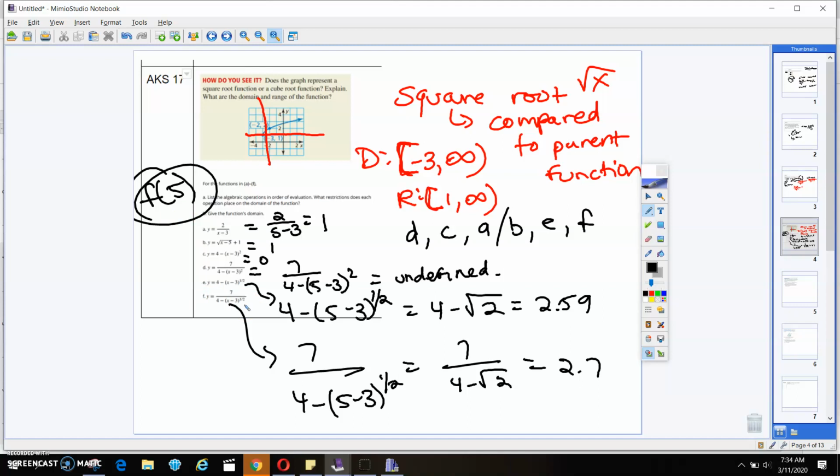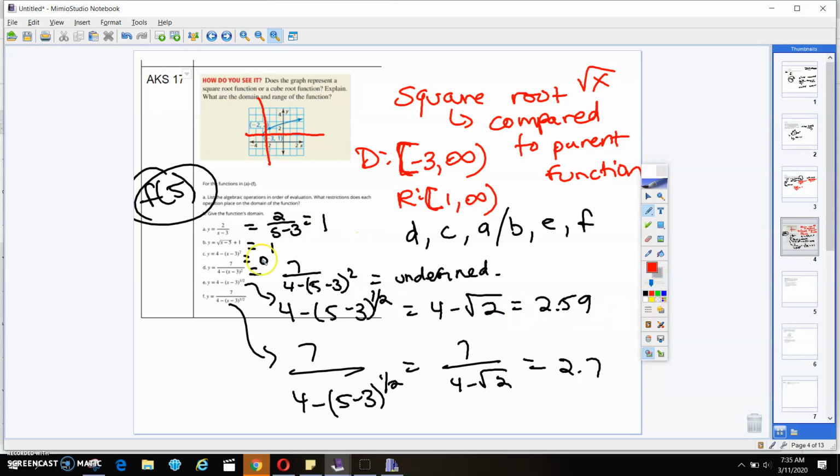Normally you're not going to have an undefined answer when they say evaluate. Or try to pick a number that doesn't give you an undefined answer. So I could pick 6 and plug this in and it would probably tell me a little bit more. Okay? Now, what is the domain of each of these?